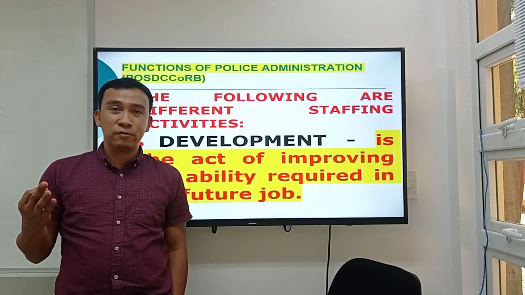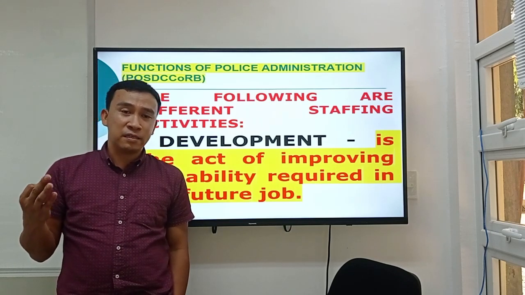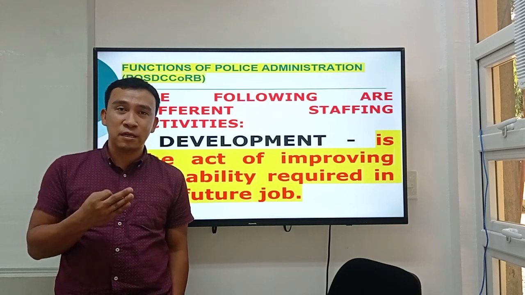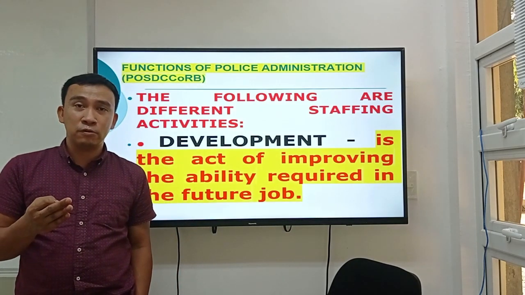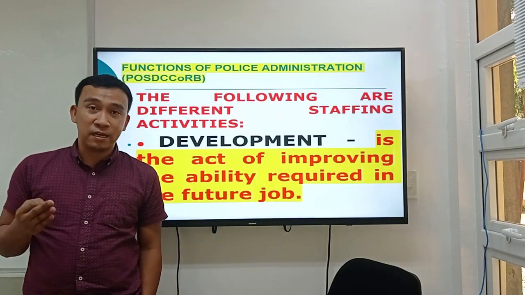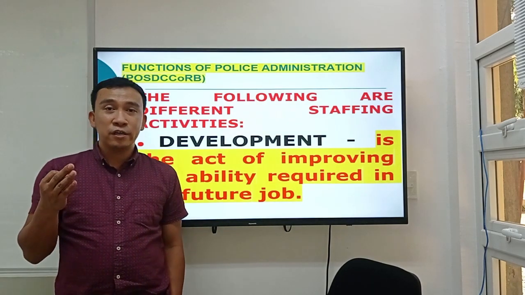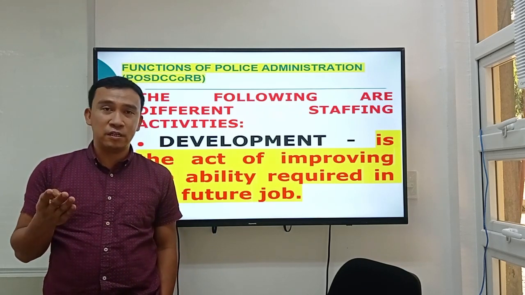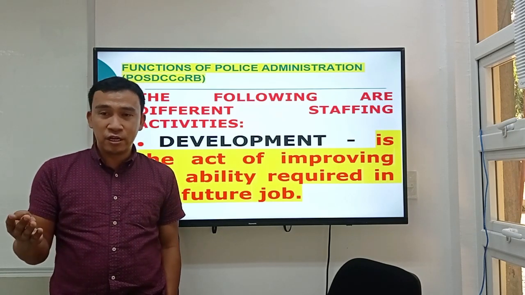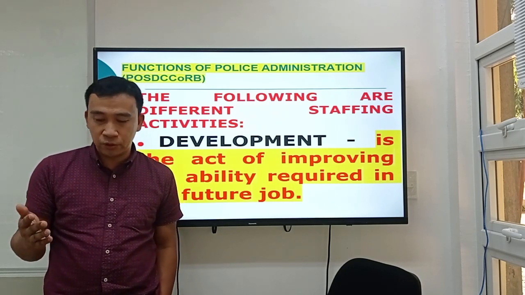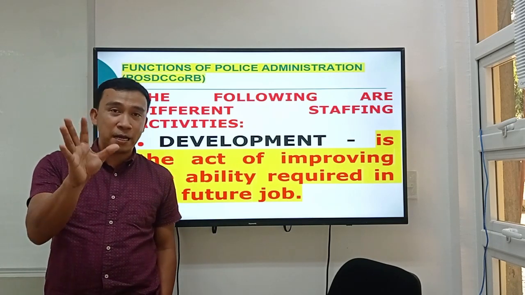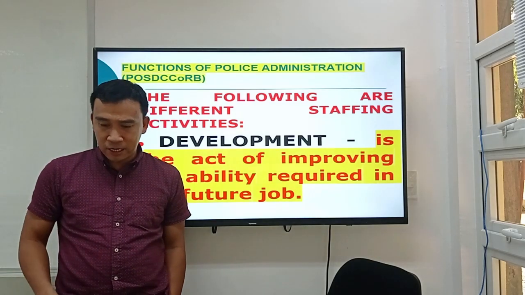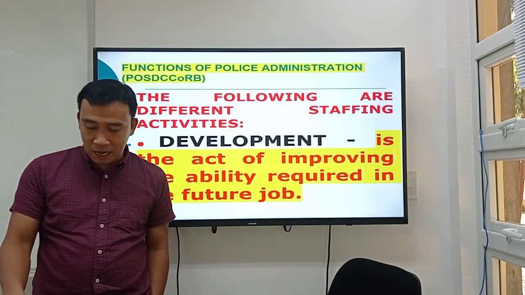Ito naman ay ginagawa to determine at matest, malaman kung ikaw ba ay still effective or fitted sa iyong trabaho through performance evaluation. You will be evaluated based on your style of work, to your job, to your performance. And then fourth is training for the current job and development for the future job. So those are the 5 different staffing activities concerning dito po sa police administration.